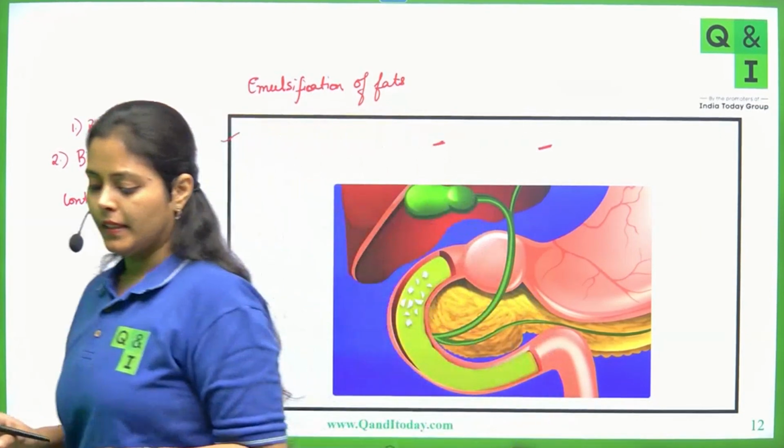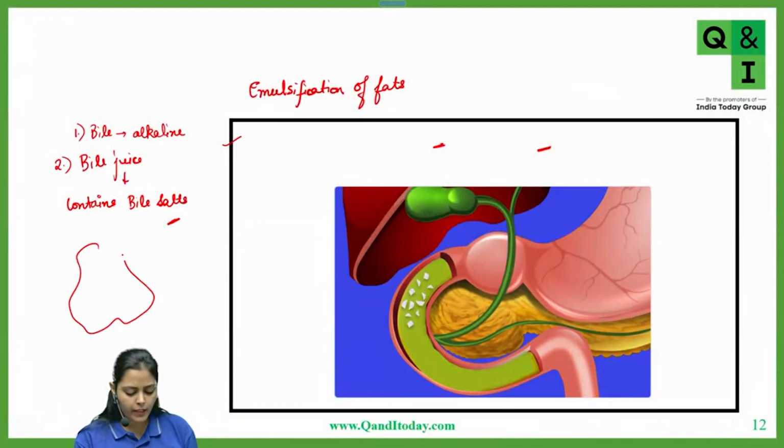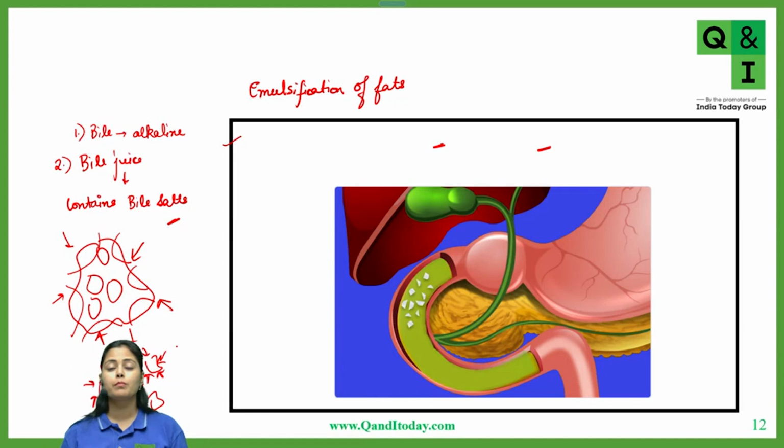Okay. Now, what is happening basically? See, this was a large fat globule. If lipases are to act on this, they will not get proper access to it. However, if you break this fat globule into smaller pieces, smaller fragments would be generated, and the enzyme will be able to act on individual pieces in a more efficient manner like this. So that's how emulsification of fats makes the digestion of fats easier.